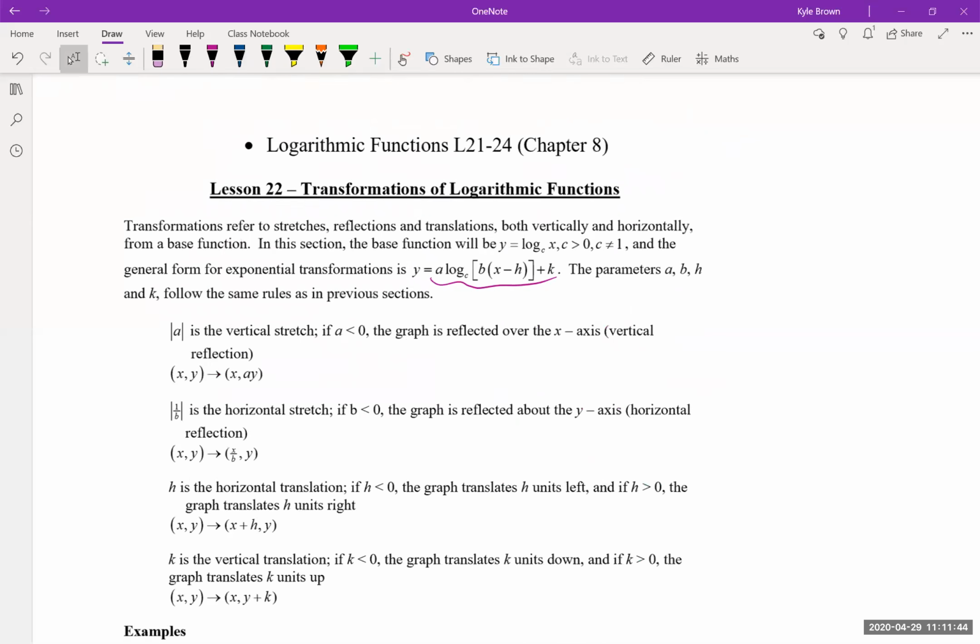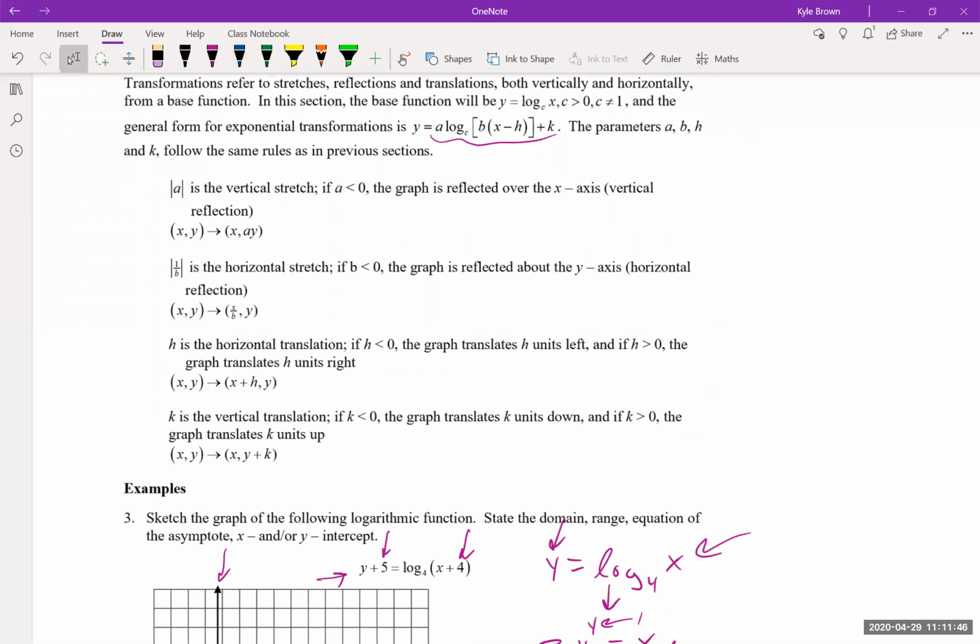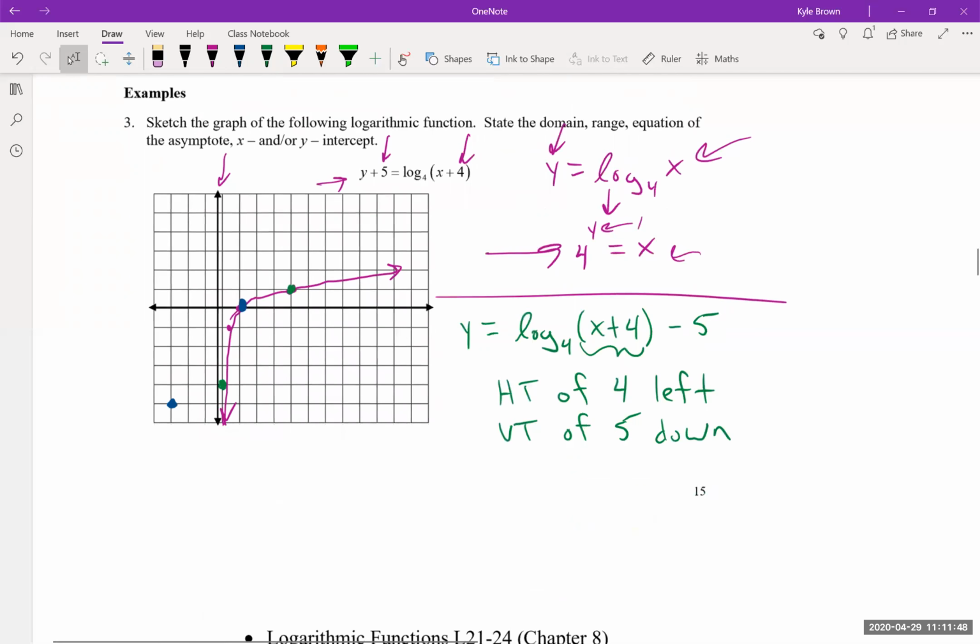Did I skip one? No. Oh, my graph just looks different than yours. Sorry, like on my other one. Okay, so anyway, that's the idea there.